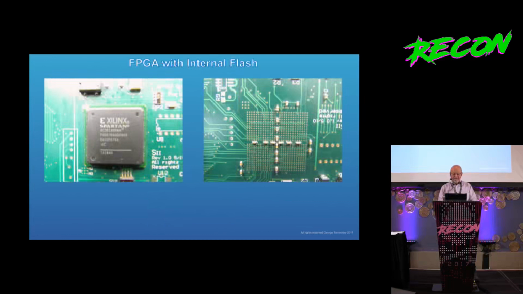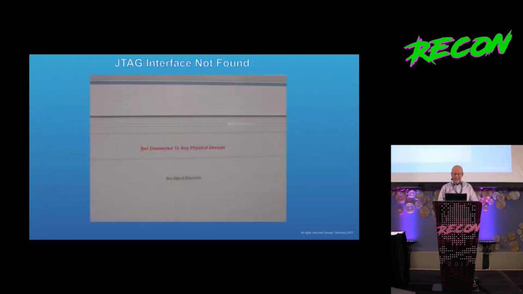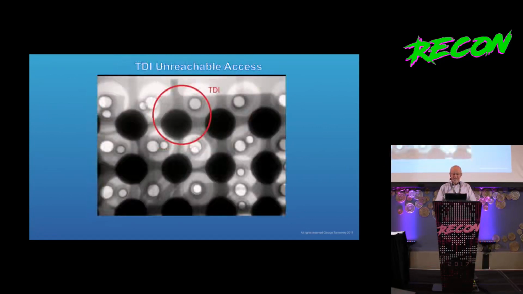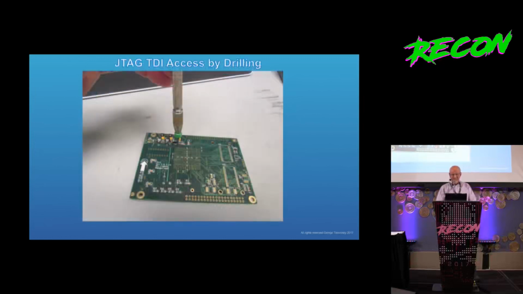Okay, so this is an FPGA board with a flash. It's got internal flash within the device, and this particular one we could not get access to. We couldn't program it. So the TDI pin, this is our software that we use. The JTAG was not found because the TDI pin was not connected. So there's TDI. How are we going to get to that? Well, we couldn't get to it via the via because it wasn't connected, but we can get to the ball. So we took a pin vise.